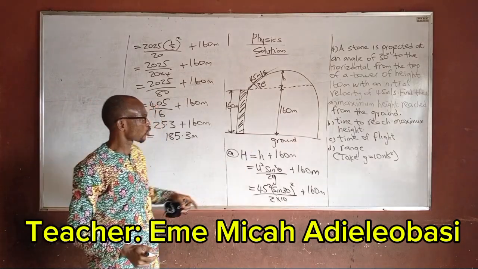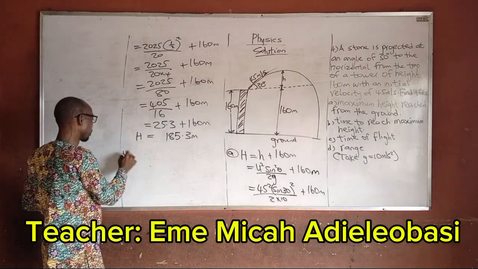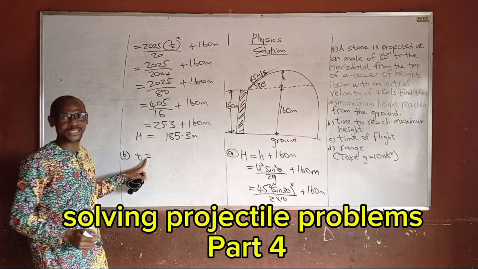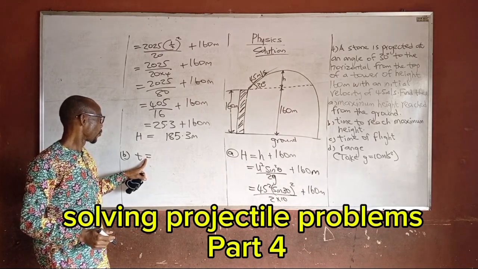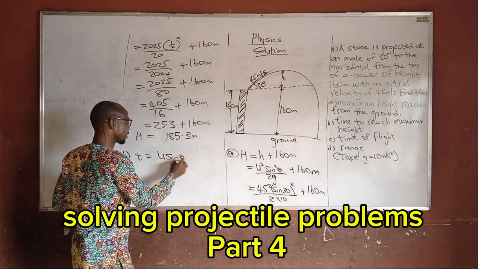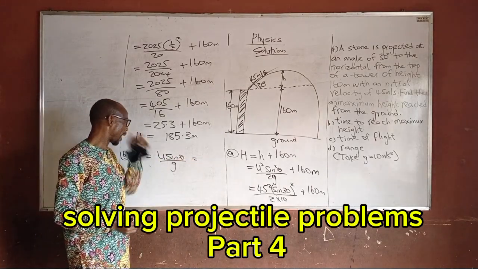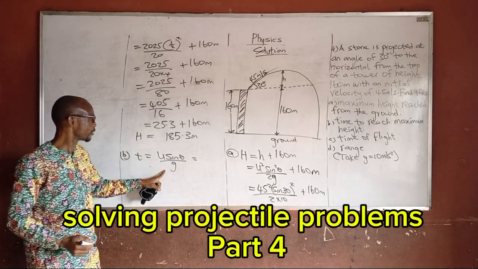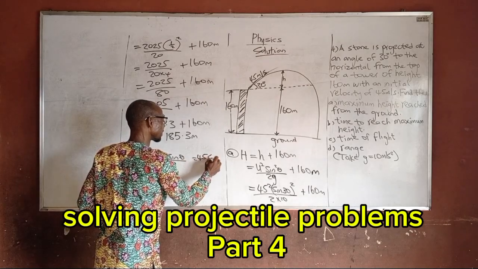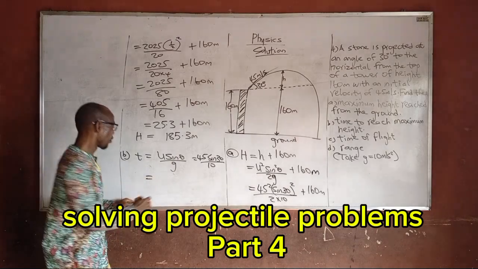The next question they ask us to calculate is the time to reach maximum height. The time to reach maximum height is taken as t, which is given as u sine theta all over g. What is our u? Our u is 45, and sine theta all over g.